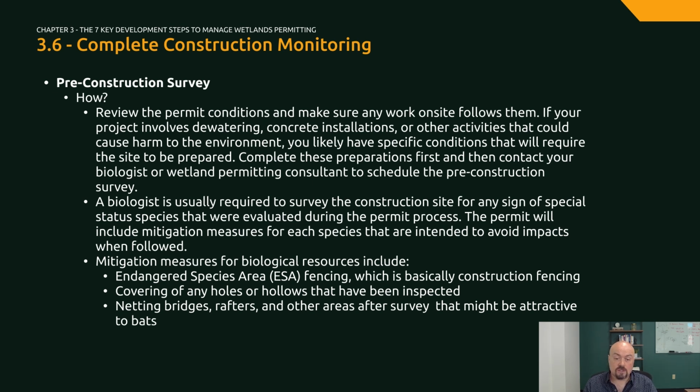A biologist is usually required to survey the construction site for any sign of special status species that were evaluated during the permit process. The permit will include mitigation measures for each species that are intended to avoid impacts when followed. Examples of mitigation measures for biological resources include endangered species area fencing, which is basically construction fencing, covering any holes or hollows that have been inspected for animals, netting bridges, rafters, or other areas that might be attractive to bats, etc.